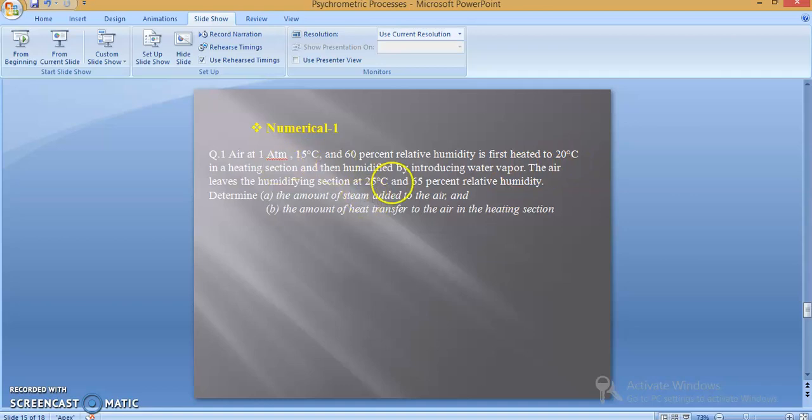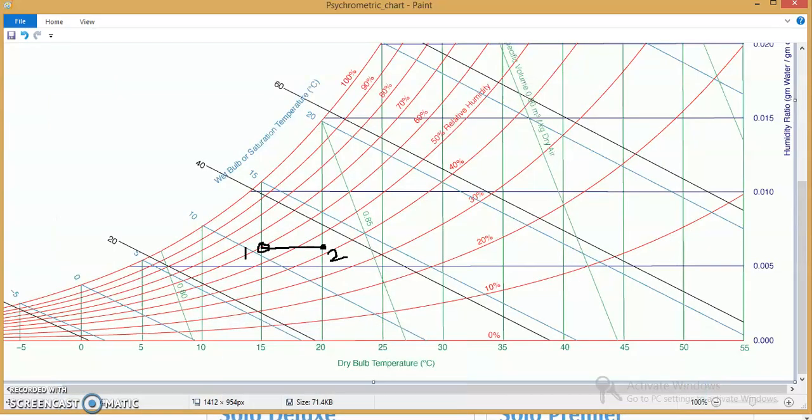So its temperature and humidity increase. The final condition of air is 25 degrees Celsius dry bulb temperature and 65% RH. So 65% RH is between 60% and 70% relative humidity, so it lies somewhere in between, at 25. I will mark this as point 3. If I join these points, it represents the process. So let me join 2 to 3. This is 2 to 3.